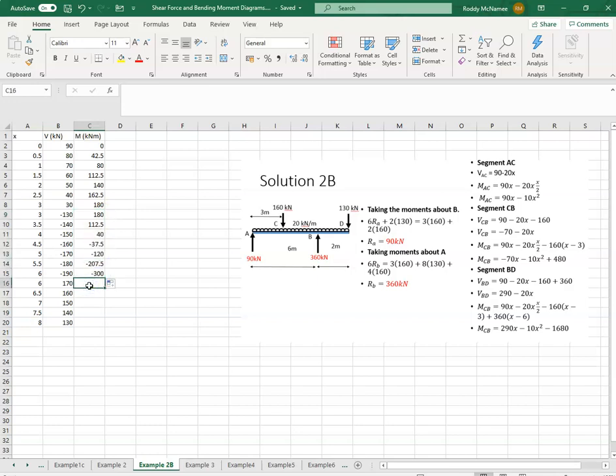And then from 6 to 8, it's going to be equal to, in brackets, 290 multiplied by x, minus, in brackets, 10 multiplied by x squared, minus 1680.